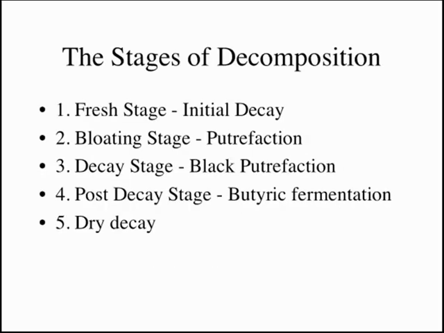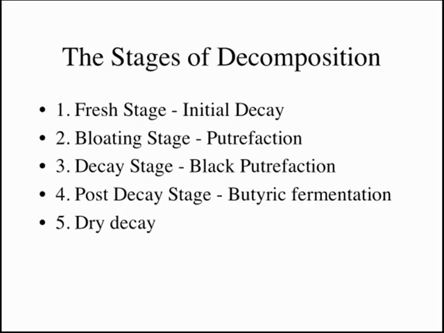There are generally 5 stages of decomposition. Some references will say 4 and they stop at the post-decay stage, but other references will give you 5, and I like to use 5 because the dry decay kind of gets into a semi-mummified state anyway. So the first stage is known as the initial decay. Something's just dead, and the insects are starting to come in.